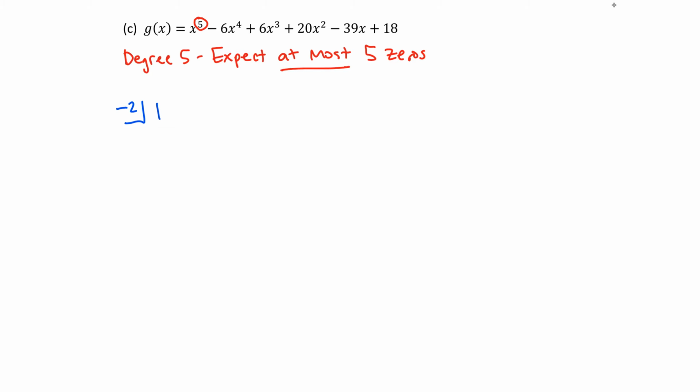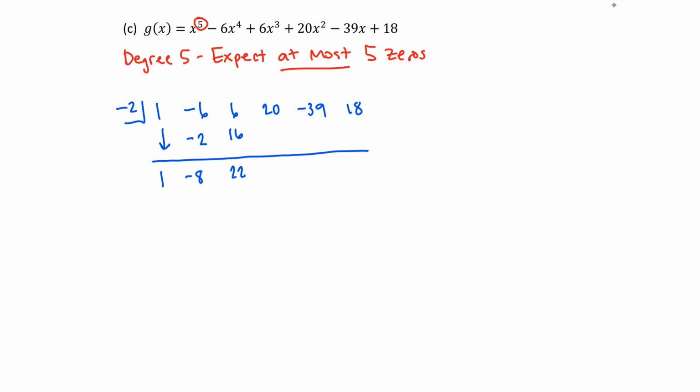So I'm going to pick up my coefficients. All of the powers are represented, so I don't have to worry about any placeholders of 0. Bring down our first term. And remember, the process is to multiply the number in the box by the number on the baseline and then add vertically. -6 plus -2 is -8. -2 times -8 is 16, and 16 plus 6 is 22.